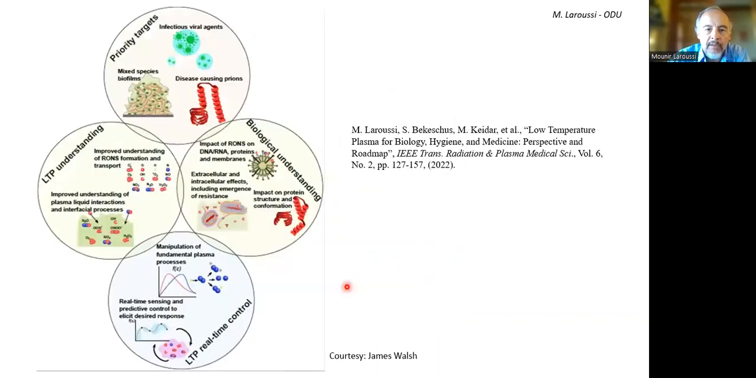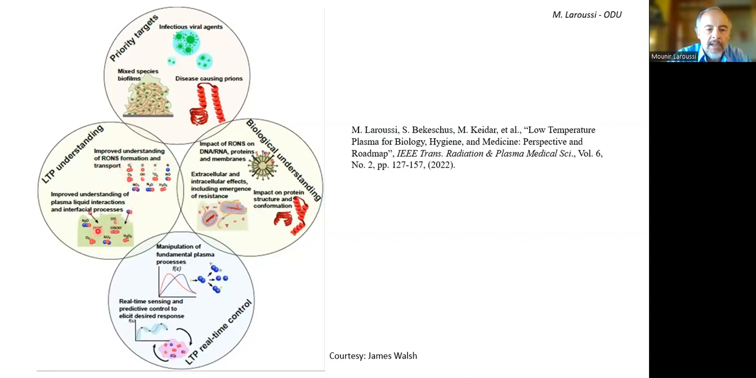For example, if we are talking about exposing pathogenic microorganisms to plasma, the priority targets will be the infectious viruses, and then biofilms, and maybe misfolded proteins such as prions, and of course planktonic cells also. So the basic understanding we need is the formation of the RONs, which are the ROS and RNS, and their distribution in time and in space.